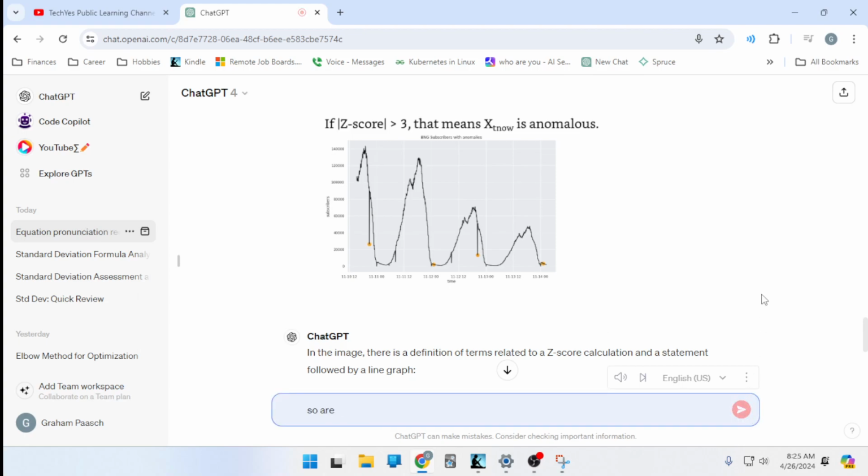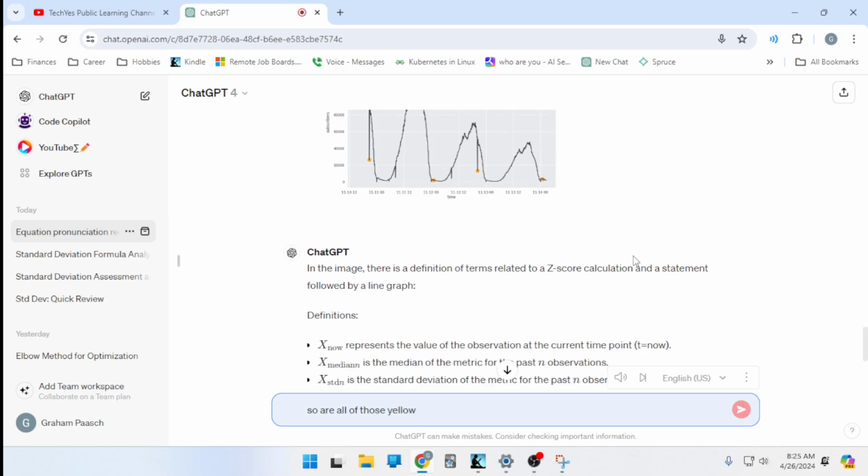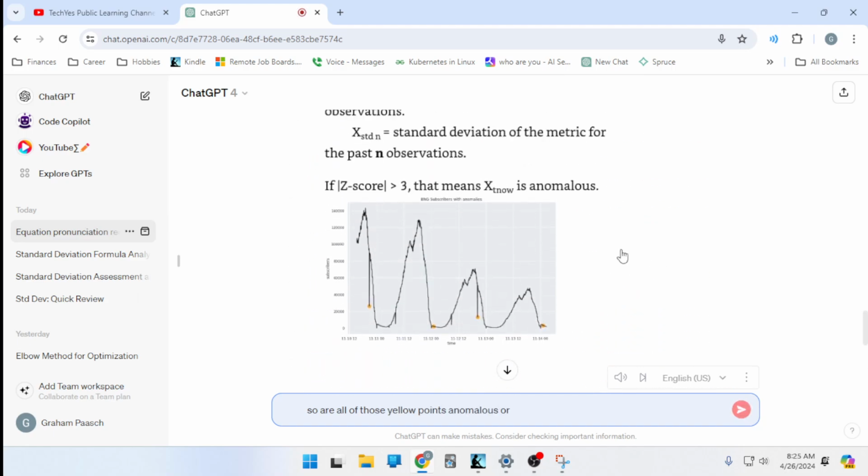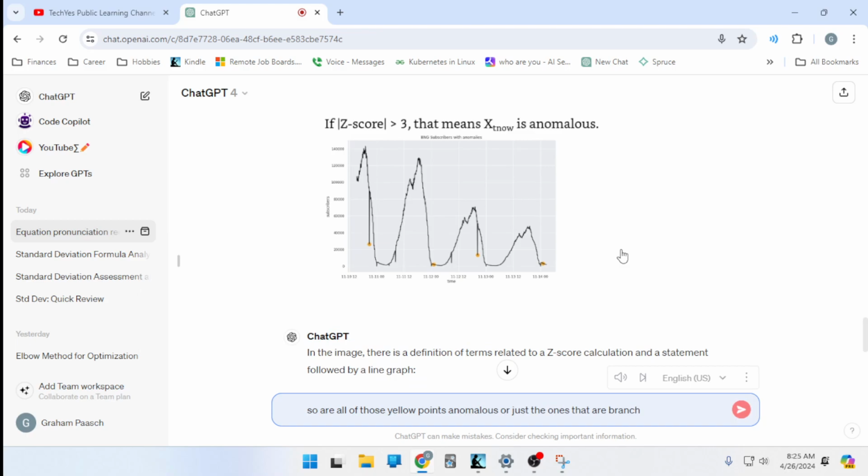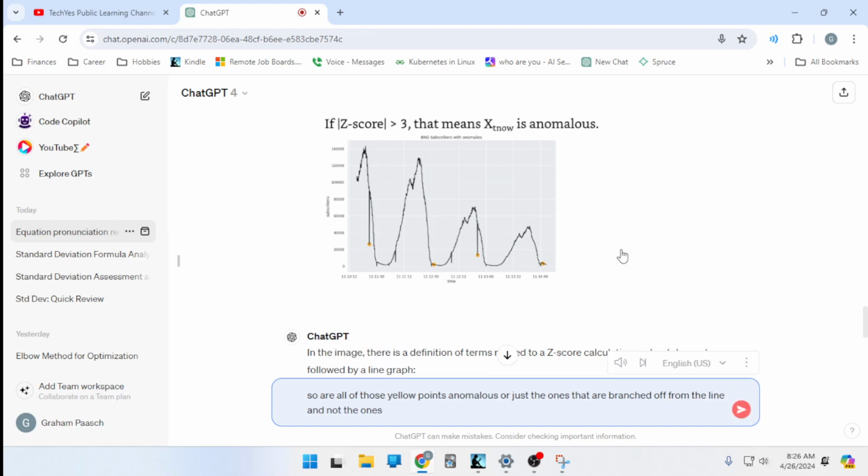So are all of those yellow points anomalous, or just the ones that are branched off from the line and not the ones directly on it?